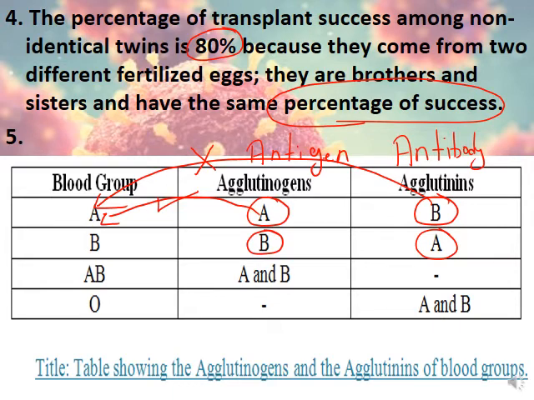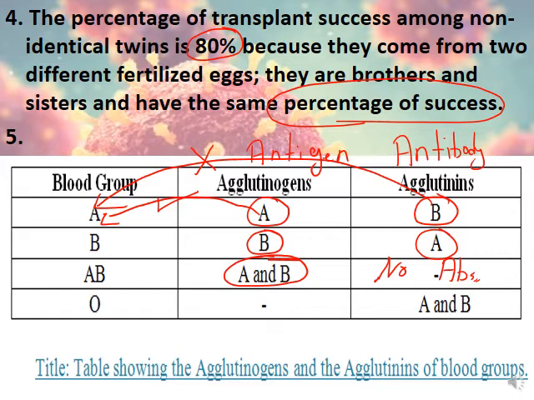Blood group AB, so we have antigens A and B, while we don't have any antibody. So there are no antibodies here. Antibodies, we can write it as AB, with a small s. So no antibodies. That's why this blood group AB is called the universal recipient.